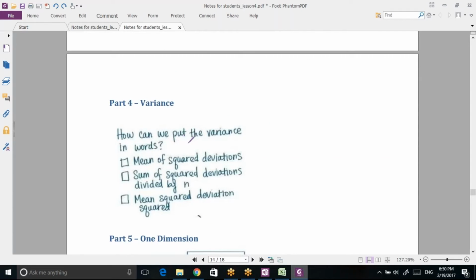Now tell me this, how can you put variance in words? These are your three options, very quickly.